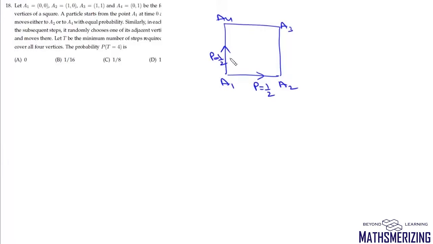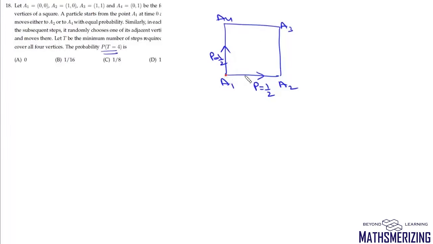Question number 18 is, let A1, A2, A3 and A4 be the vertices of a square. So we have this square which is A1, A2, A3 and A4. Now a particle starts from A1 at time t equals 0 and it can move to either A2 or A4 with equal probabilities. Suppose this probability is P. So this P is 1 by 2. Now we need to find this probability when t is 4, where t is the minimum number of steps required to cover all the 4 vertices.